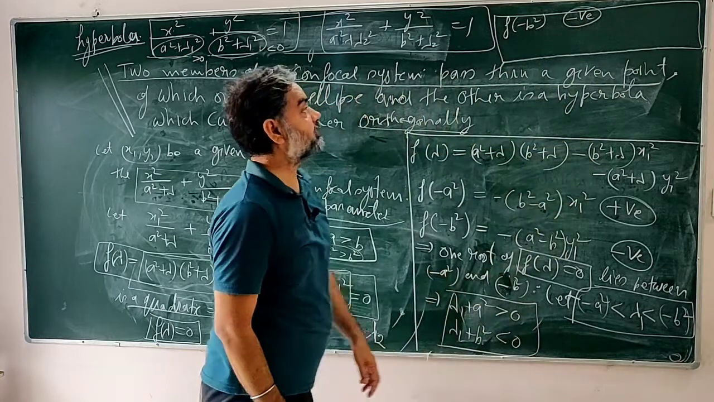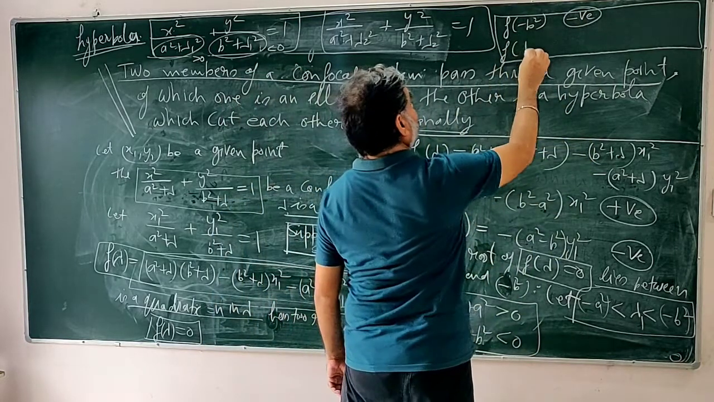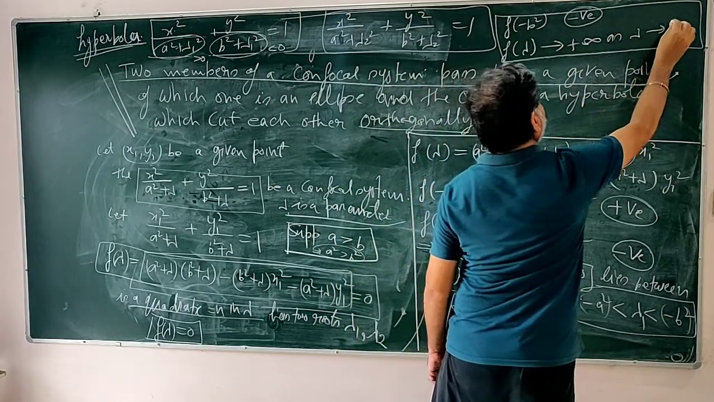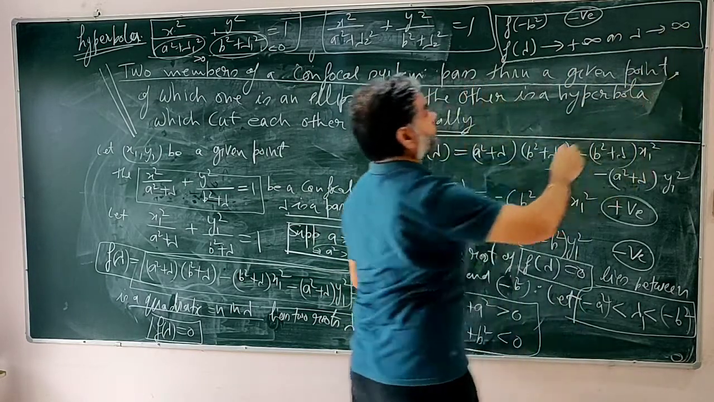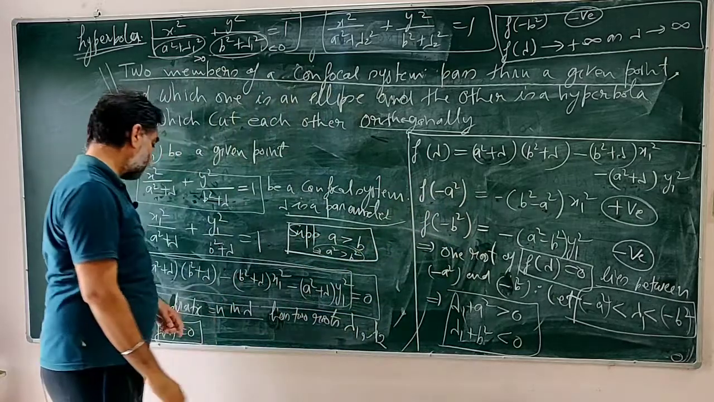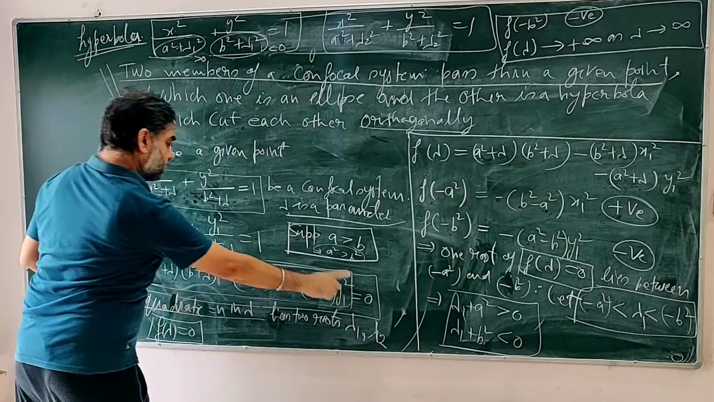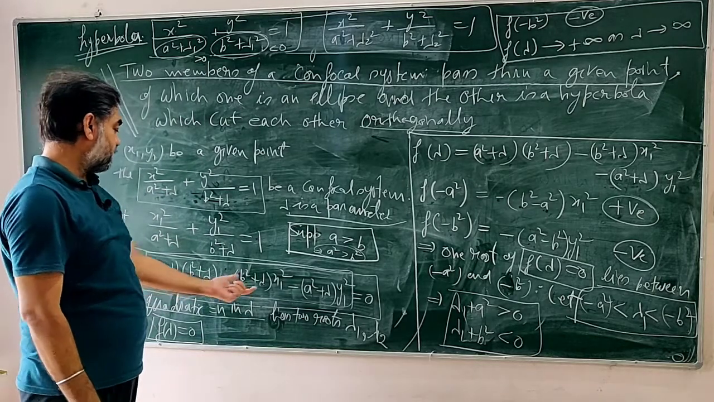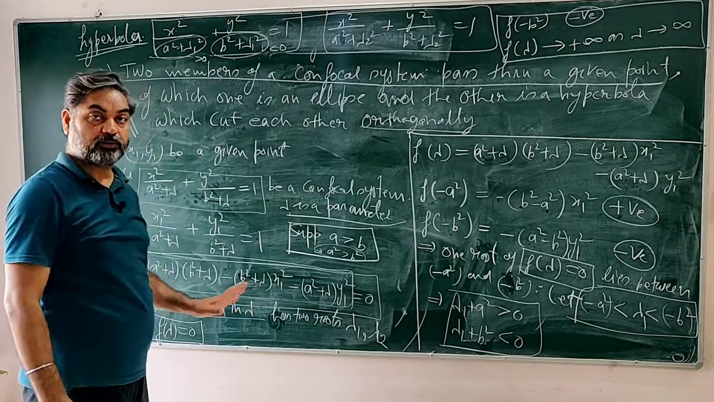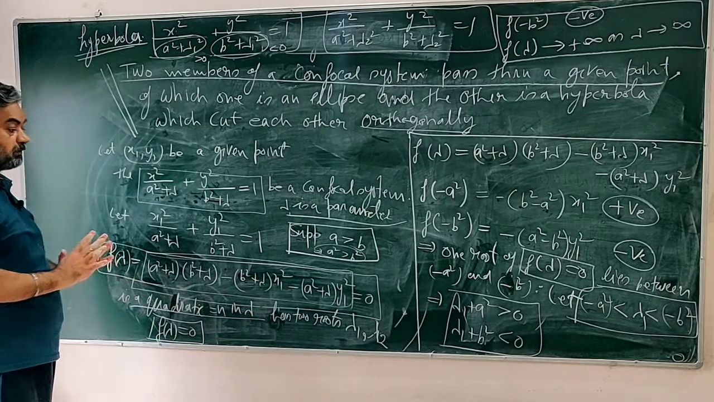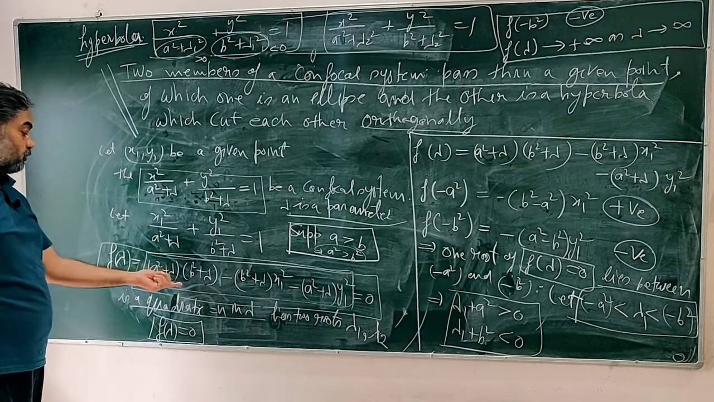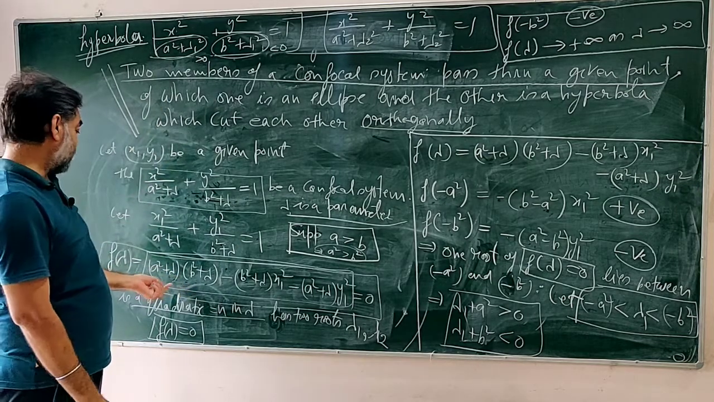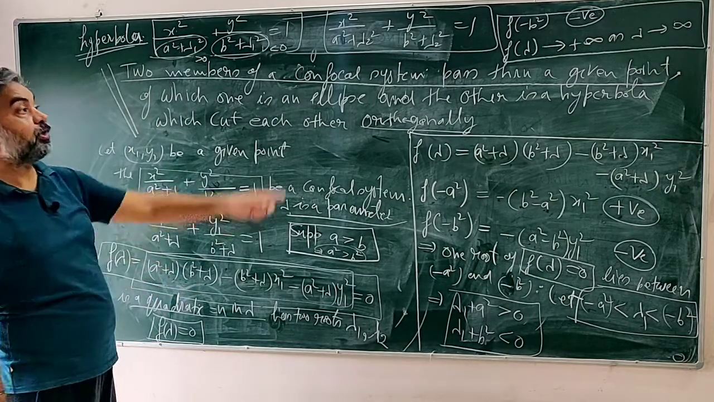f of minus b square is negative, and f lambda goes to plus infinity as lambda goes to infinity. When lambda is very, very large, f lambda goes to infinity. This is f lambda. The first term has lambda square, the other two terms simply have lambda. So lambda square is the bigger term than lambda, so lambda square is the dominating term. So if lambda goes to infinity, then f lambda will also go to infinity.